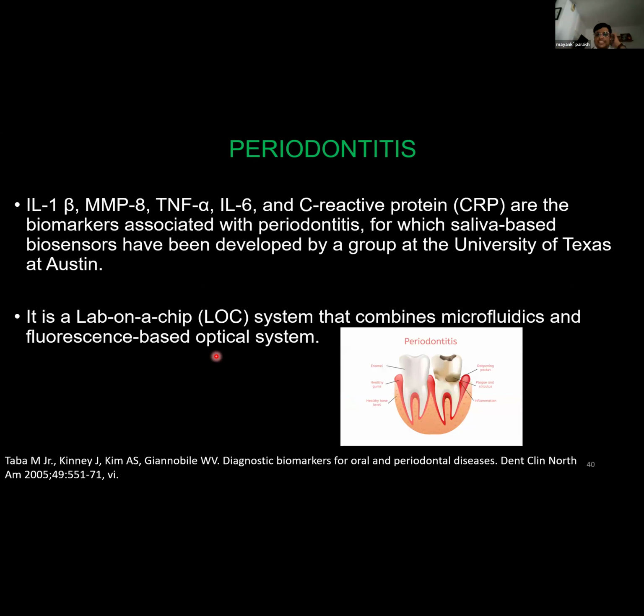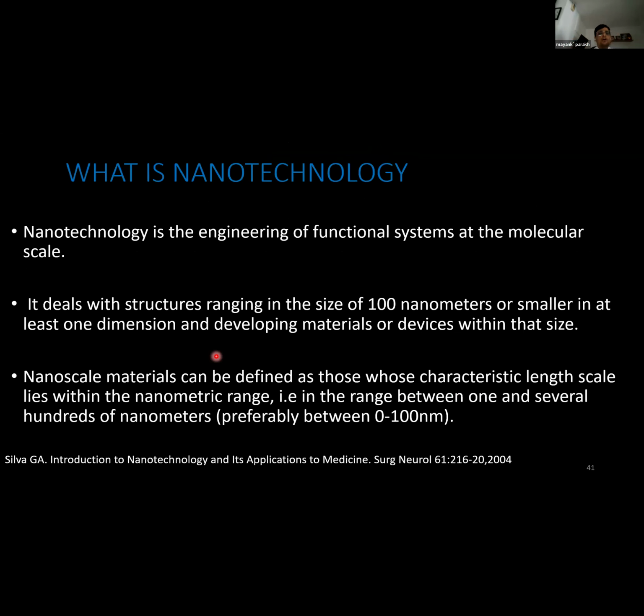But currently, the University of Texas has developed a lab-on-chip system. So this basically is a single device where all the components can be easily tested, and through fluorescence, an optical scanner is used, and they can get exact data. So this is a lab-on-chip system that they have developed at the University of Texas, which is currently being tried out in the US. So now moving on to nanotechnology.